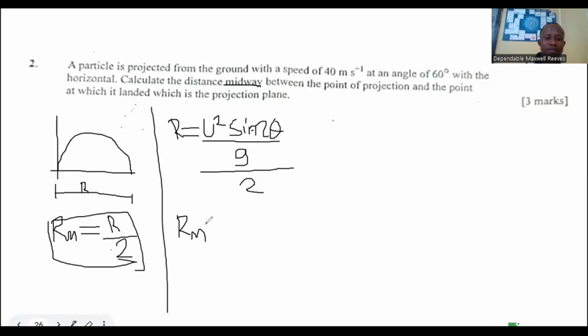The range midway is equal to u squared times sin of 2 theta, all divided by, reciprocating this, 2 times g gives us 2g. So we have all divided by 2g.